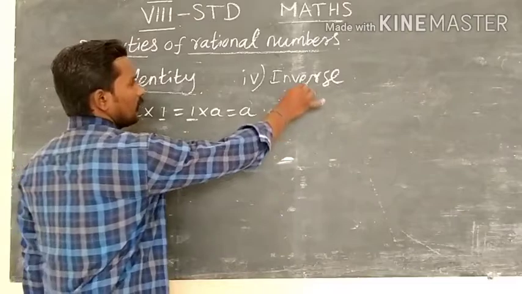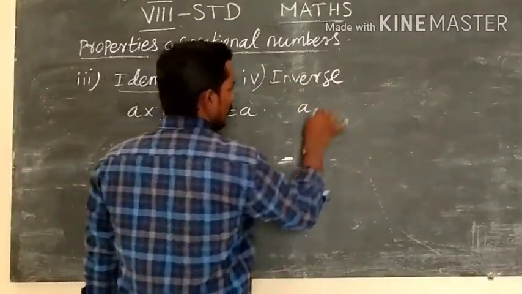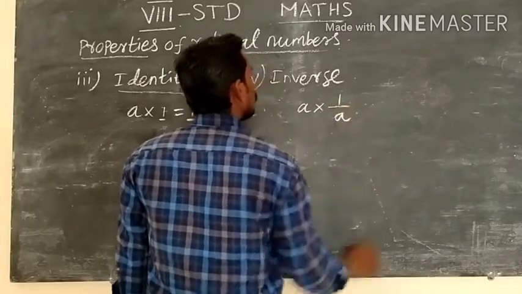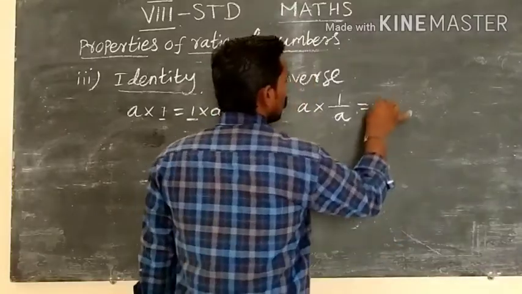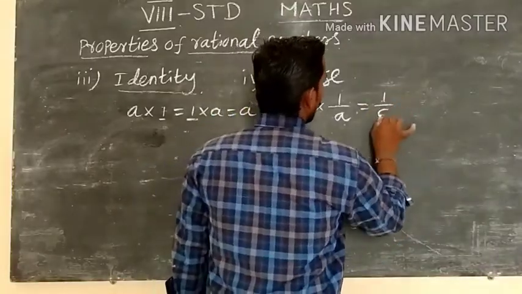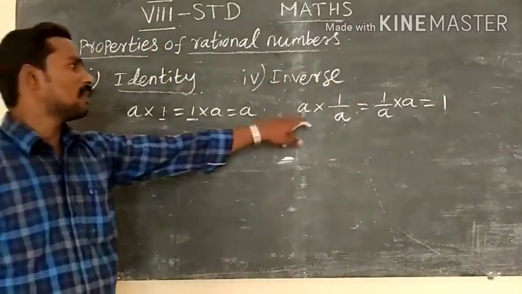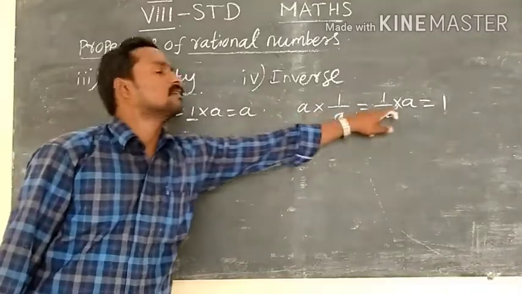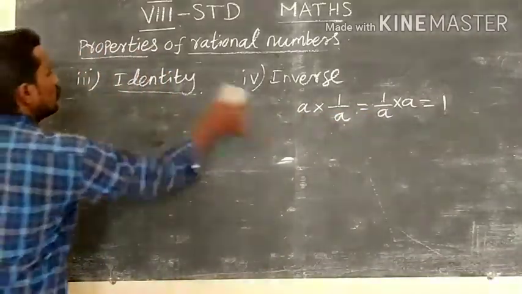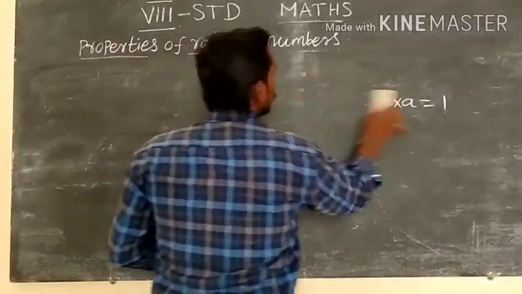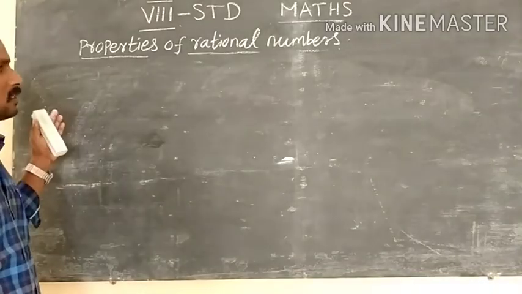So a. Here the inverse property: you select any number a. So multiplying by the inverse of the same number is equal to the identity element. 1 by a into a is equal to 1. This is the inverse property under multiplication. Okay, so that's all. You have to check the corresponding examples. You have many examples in your book, so do it at home.